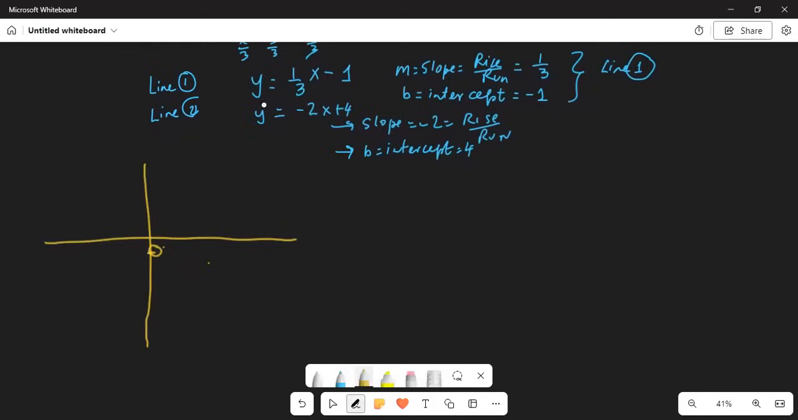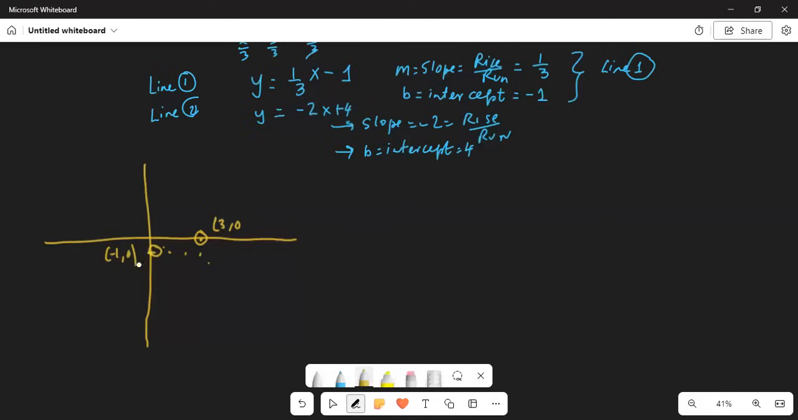And then the rise over run is 1/3. That means we run 3 units horizontally, 1, 2 and 3, and we rise only by 1 unit. So this is the second point. Remember, this point is -1, 0. This point is 3, 0.